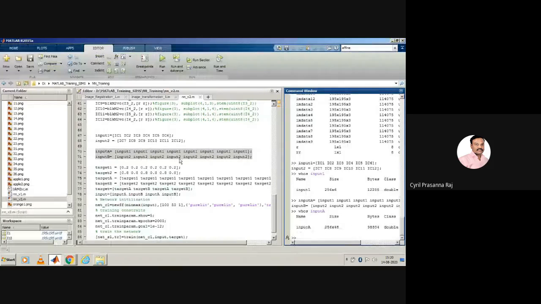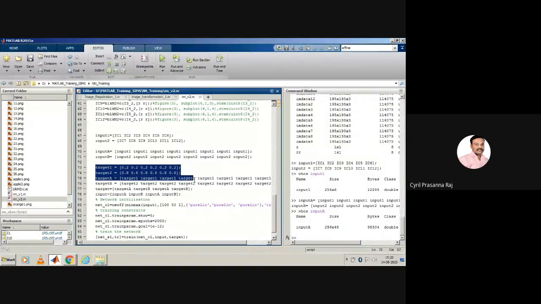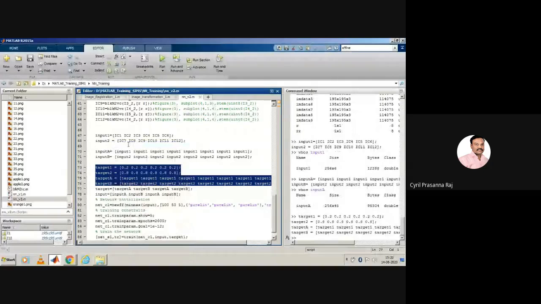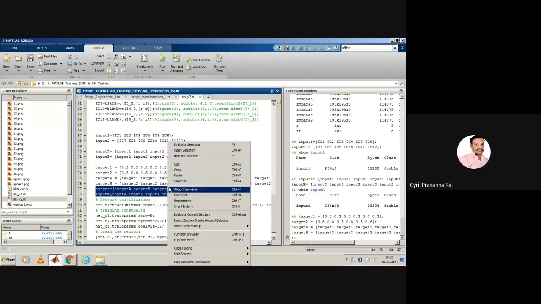Now, once we do that, we are setting the target. The target is also defined as 0.2 and 0.8. So, we run this target. The target is also set. Then we are preparing a new kind of target called target and input, which will be used for training the network. So we are defining that also.